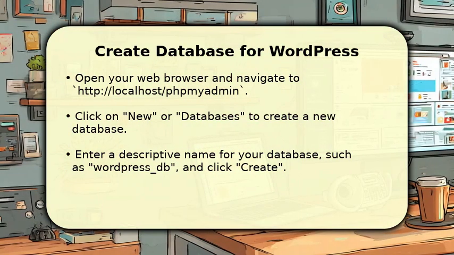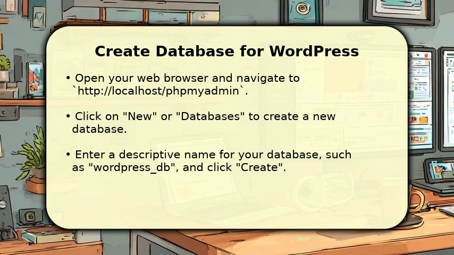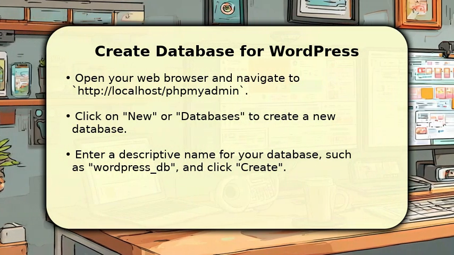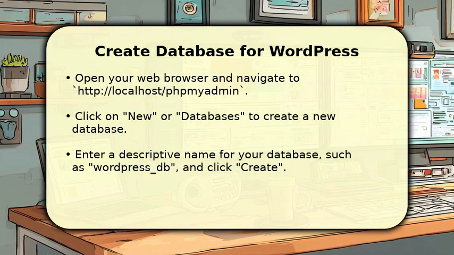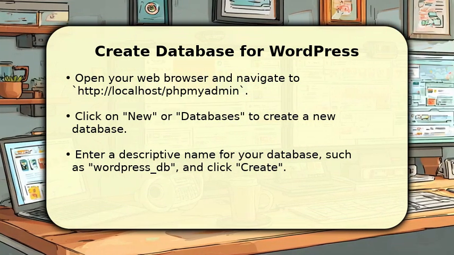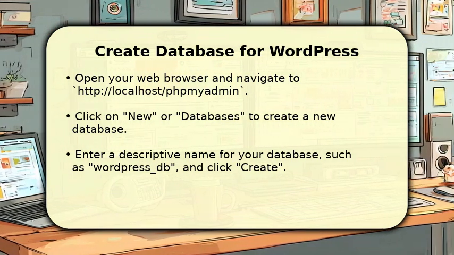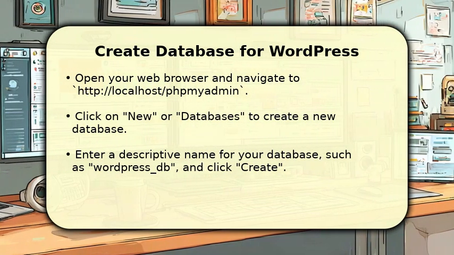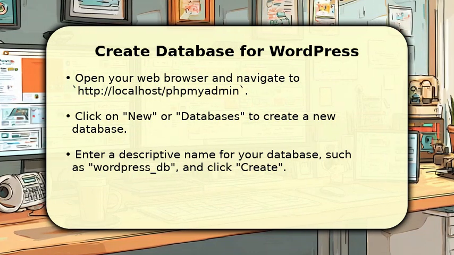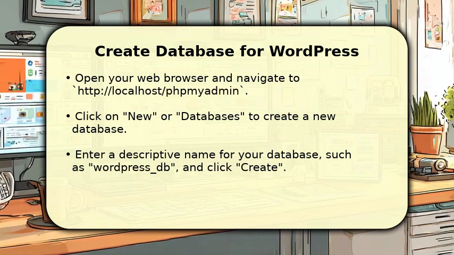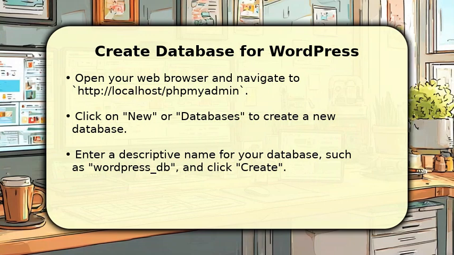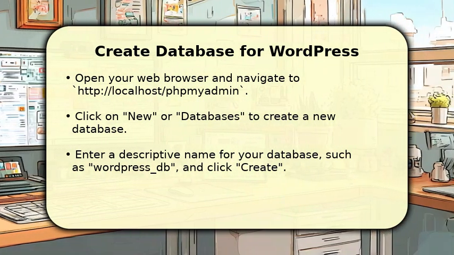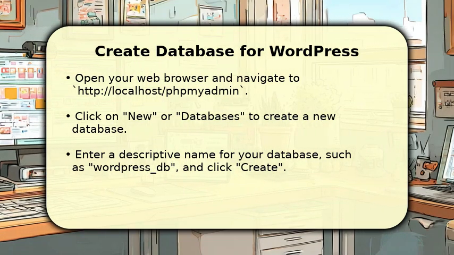With your WordPress files in place, it's time to create a database. Open your web browser and type http://localhost/phpMyAdmin into the address bar. Once phpMyAdmin loads, click on the New option or Databases tab to begin creating a new database. Provide a clear and descriptive name for your database, such as WordPress DB, and then click Create. This database will store all your WordPress site's information.